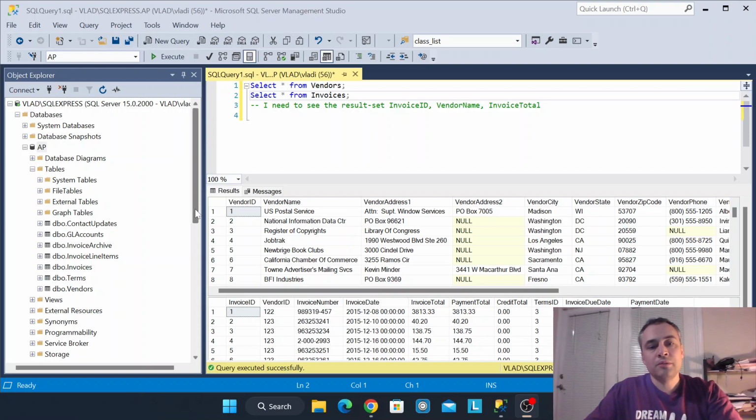Hello everyone, this is a quick example of a join. So before we do anything with SQL, we need to understand what we are doing and why.